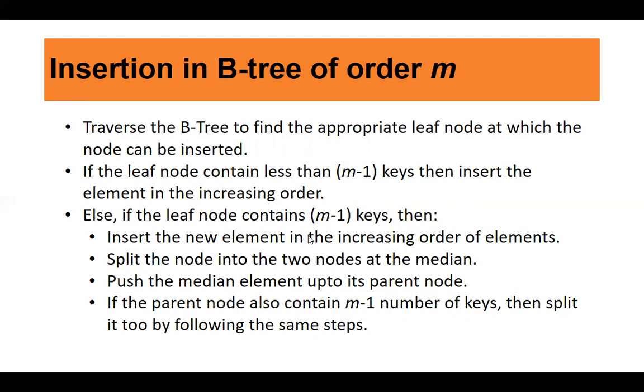Else, if the leaf node contains m minus 1 keys, then insert the new element in the increasing order of elements and split the node into two nodes at the median. If the node is full and you insert a new element there, the node is split and the median element is pushed to the parent node. If the parent node is also full, that is, it contains m minus 1 keys, then split the parent node also, and the median moves to its parent node. The same step is repeated. This algorithm will be clearer when we look at an example.